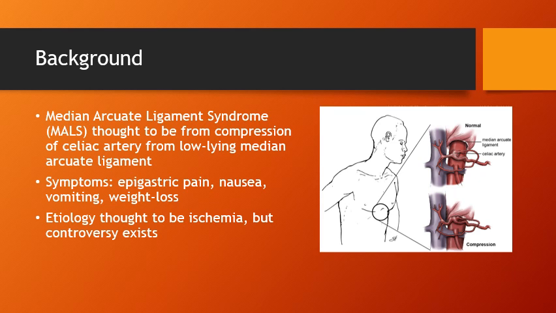The patients that present to us with this typically have a long-standing history of epigastric pain that's usually worse postprandially. They also report nausea, vomiting, weight loss. Some have been on chronic pain meds with a multimodal regimen for years with no relief. The etiology is thought to be ischemia, but there's a lot of controversy surrounding this.